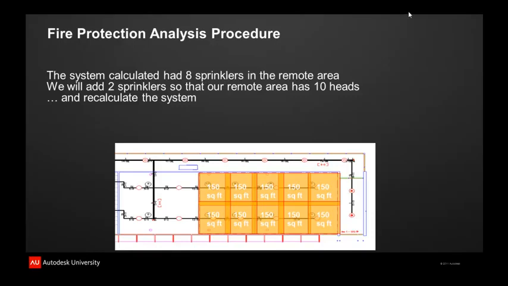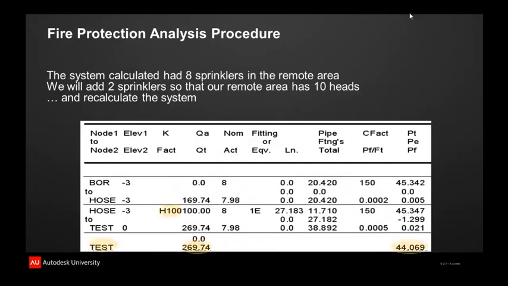And let me skip to the punchline here. This is the end of that calculation where it shows the total required flow was 269.74 gallons per minute, and the total pressure was 44.069. If you remember from a slide or two ago, that was 299 more flow and was 62.81 more pressure. And so adding 2 heads decreased the pressure and flow.